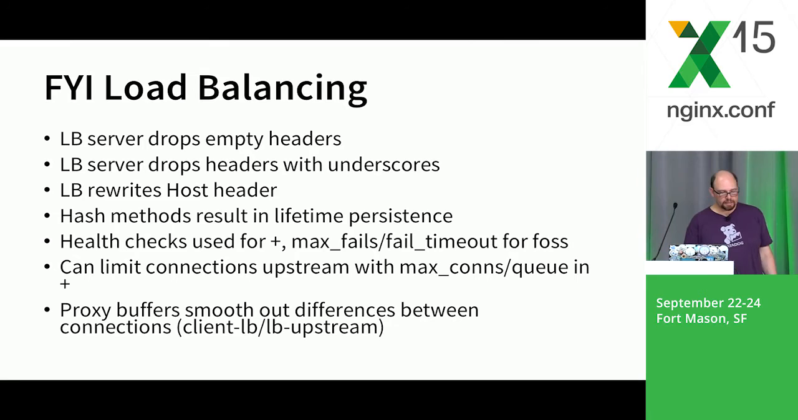Proxy buffers is something that you're going to want to look at, depending on the type of connection. There are really 2 types of connections when dealing with load balancing. There's the client to the load balancer, which is one part, and then the load balancer to the upstream server is another part. And chances are, the load balancer to the upstream is going to be super fast because they're probably in the same data center. They're all really close to each other. But that client to load balancer is going to be a little bit longer. And to be able to deal with that difference in time, NGINX uses proxy buffers. There's a lot of settings available to change the proxy buffer.